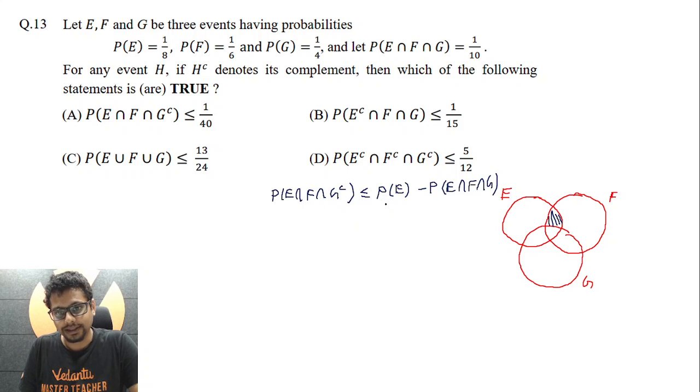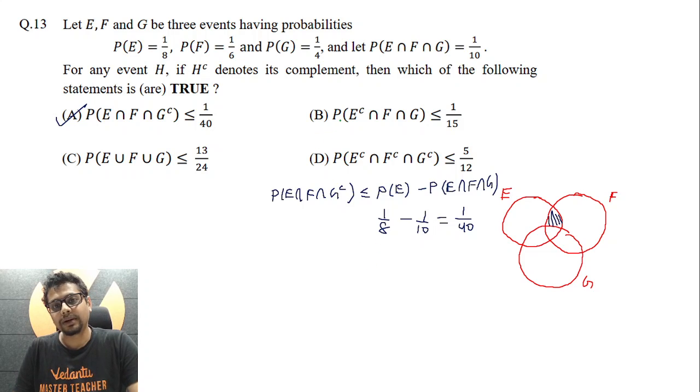So here this expression essentially becomes probability of E being 1 by 8 minus probability of E intersection F intersection G being 1 by 10. As you take LCM, you essentially get 1 by 40. So this expression is less than or equal to 1 by 40. So that means A is correct.